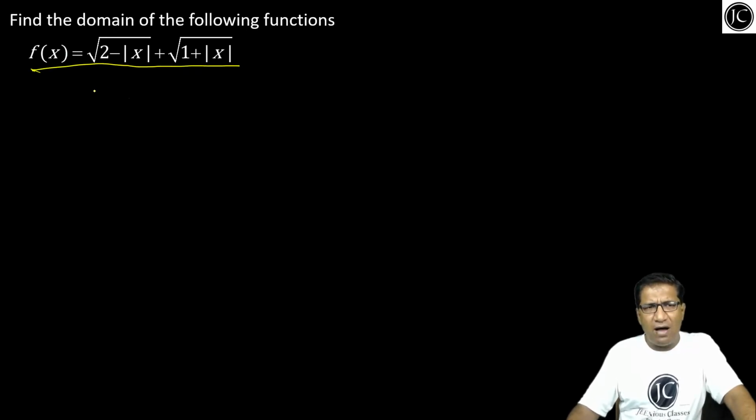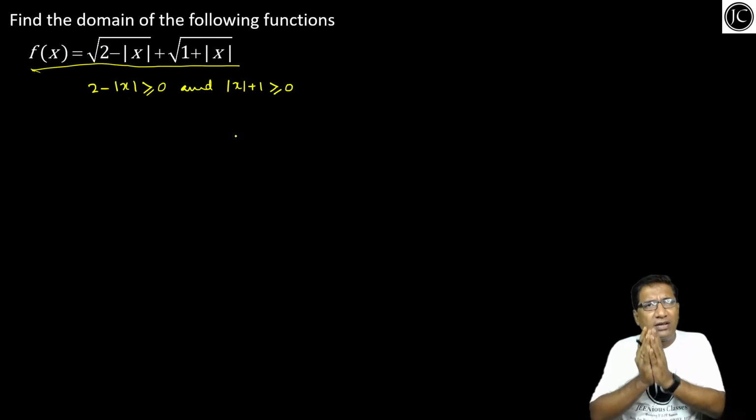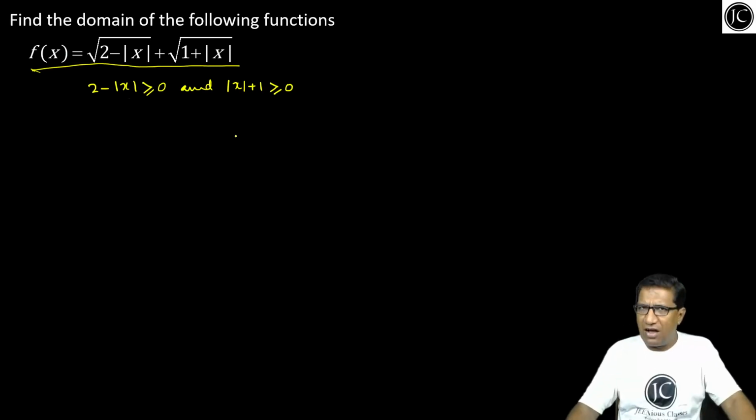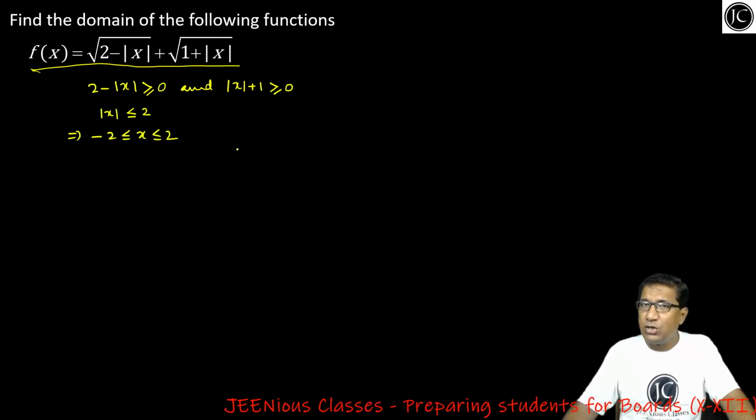Now to define the function, first of all, 2 minus mod of x has to be greater than or equal to 0, and mod x plus 1 has to be greater than or equal to 0, because both these factors have to be greater than or equal to 0 to define the function, right? Now from the first one we are getting modulus of x is less than or equal to 2. So that implies x is lying between minus 2 and 2.